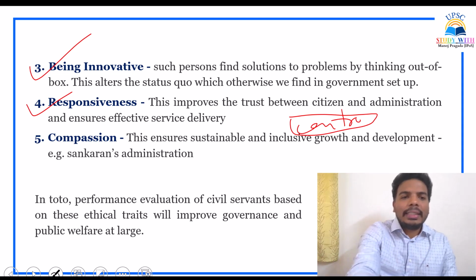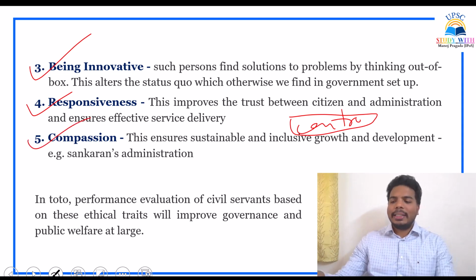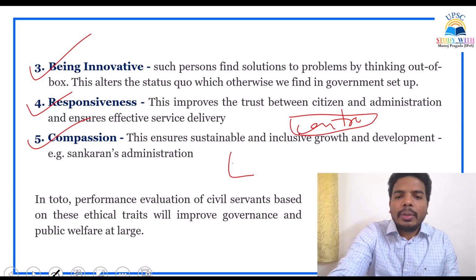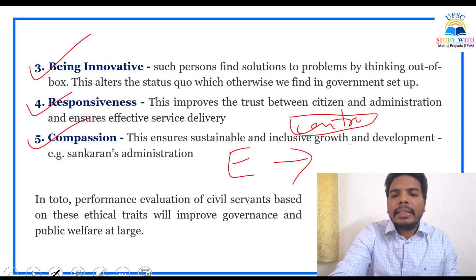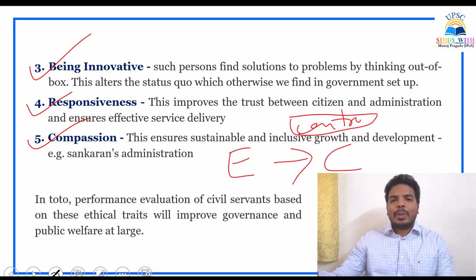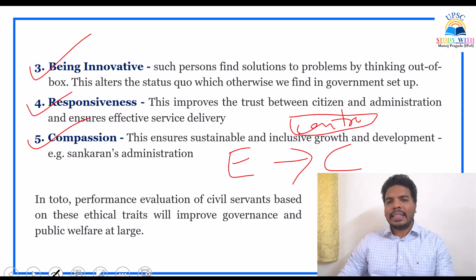Next is compassion. You all know that empathy is an attitude and compassion is a behavior. So compassion is always targeted towards the weaker sections. That we have already studied. What is the difference between empathy and compassion? You must be very clear in your concepts, so that you can write very good answers, whether for the questions or for the case studies. So compassion ensures sustainable and inclusive growth and development.